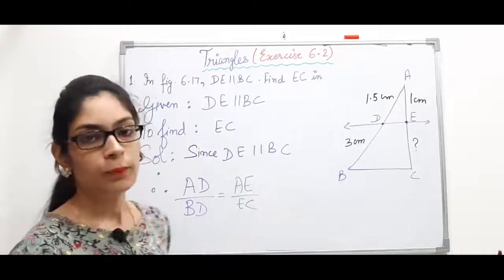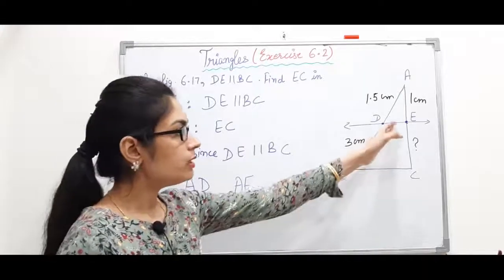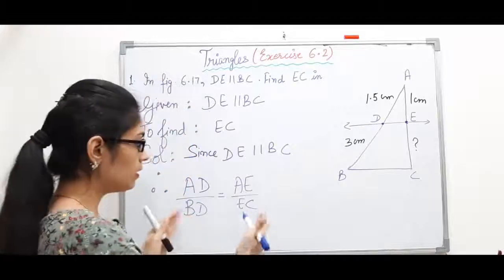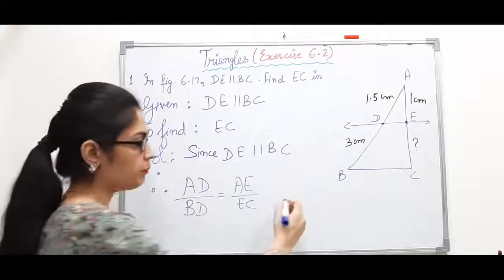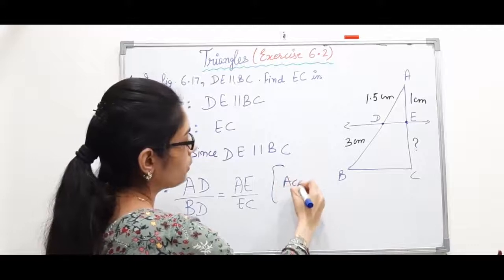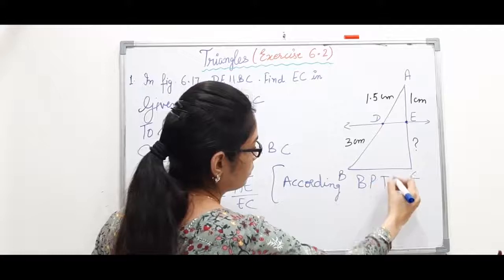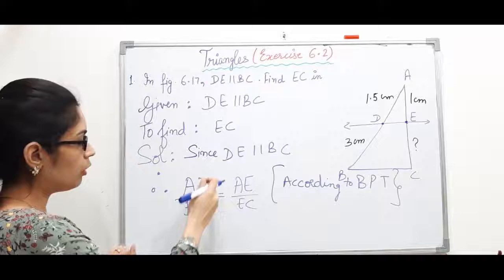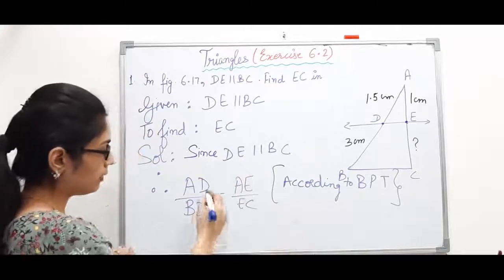So why is that so? We have already learnt in the basic proportionality theorem, if a line is parallel to the third side of a triangle, then the other two sides of the triangle are in the same ratio. That's what we have written in ratio form. Now here you have to mention the reason also. According to BPT, you can write basic proportionality theorem.